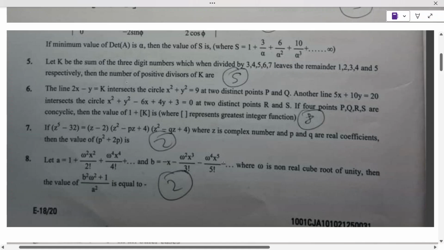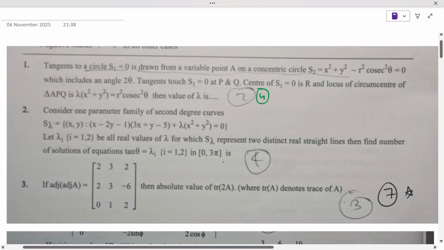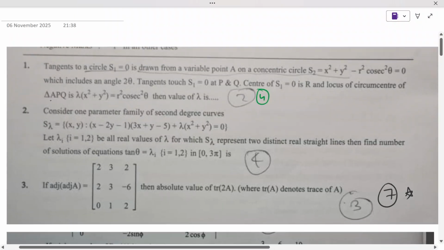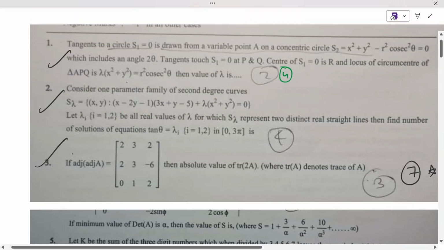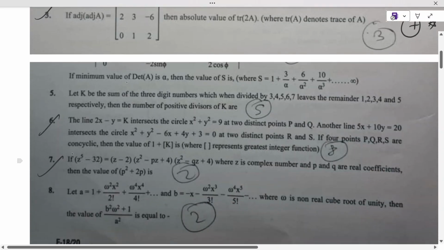Then this one we discussed. This one also we discussed. This one also, this one, this one discussed. We discussed 5 questions. This one is again like a 10th class question actually.